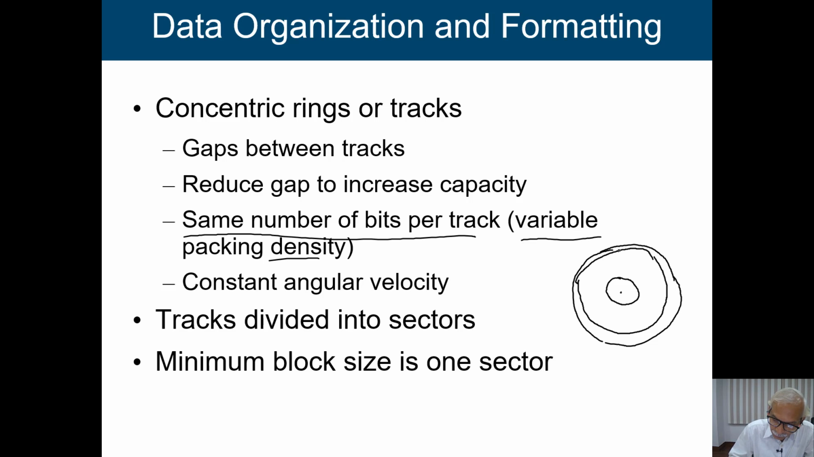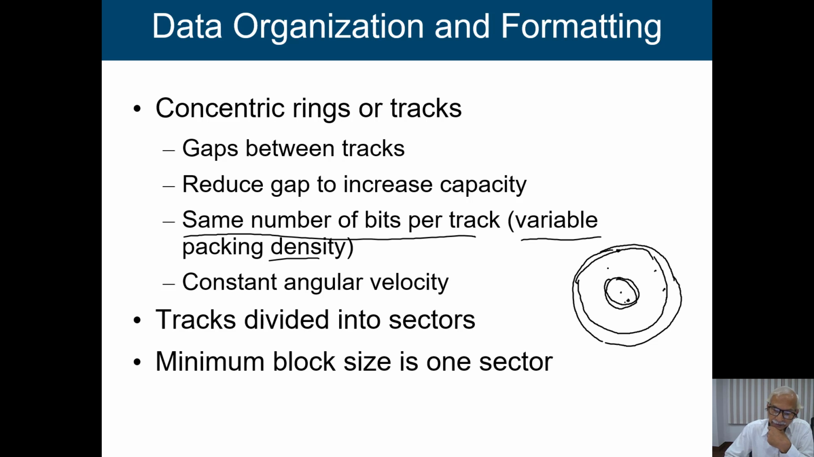That means we are going to store the same number of bits either in the inner track or in the outer track. So that's why we are having a variable packing density here. In the inner track density is very high, but in the outer track density is less. So it rotates at a constant angular velocity to get the appropriate information. Okay. Now after that, so these are the tracks.